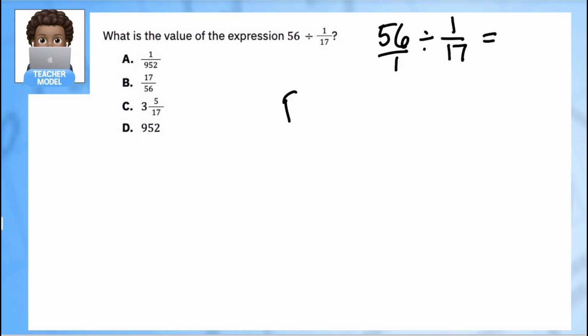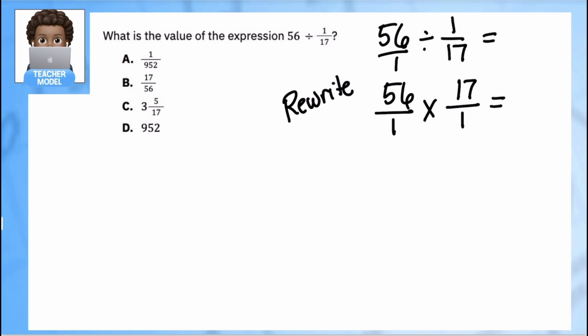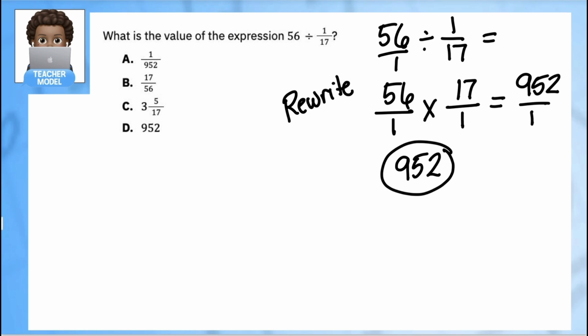So we're going to rewrite this just like the last lesson. 56 over 1 times, and I'm going to flip this around, 17 over 1. Okay, so we always flip the second one over to get our answer. Now I just need to multiply. So 56 times 17 is 952, which actually is the number that we see here and here. All right, so here's our final answer, 952 over 1, which is the same as 952, which is our choice for D.